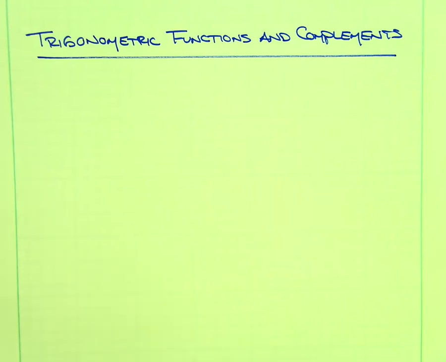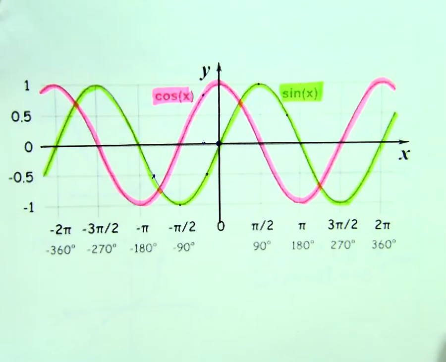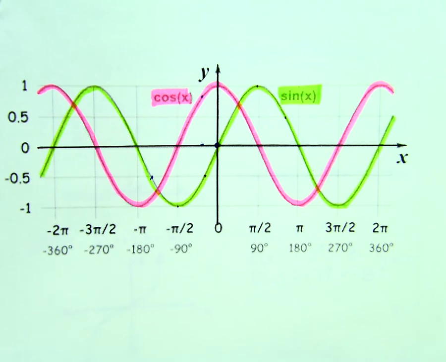Okay, class, welcome back. Today we're going to be talking about trigonometric functions and their complements. Now, of course, the main two trigonometric functions are the sine and the cosine. And there's a lot of different ways to think about this and to map it out. One way is just to graph the sine and the cosine functions. So here's a diagram I used in a previous lecture.